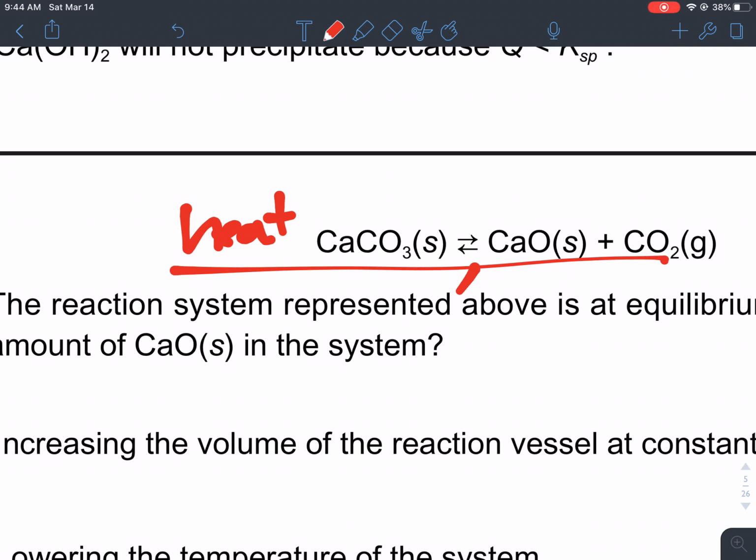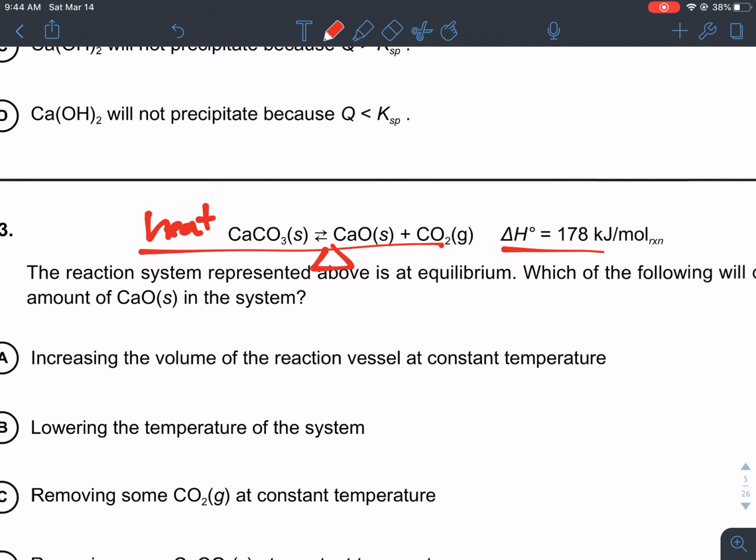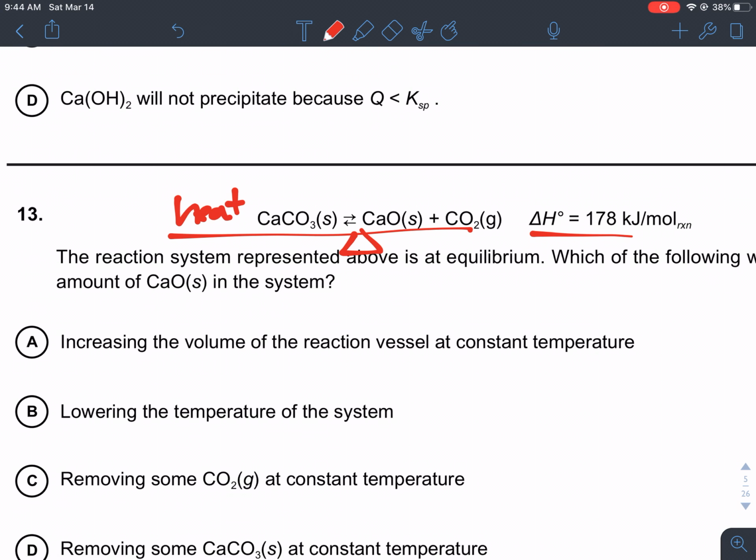So in terms of Le Chatelier, it's on the left side. The reaction system represented above is at equilibrium. Which of the following will decrease the amount of CaO in the system? Decrease the amount of CaO. If I want to decrease the amount of CaO, I've got to do this so that it creates more reactants, right? So which will decrease my CaO in the system?